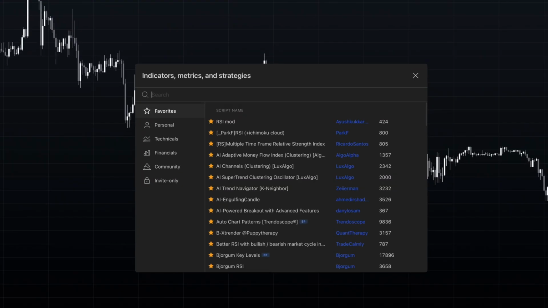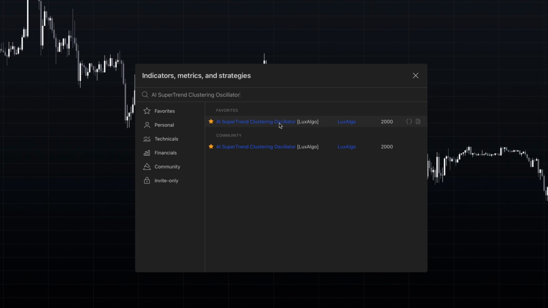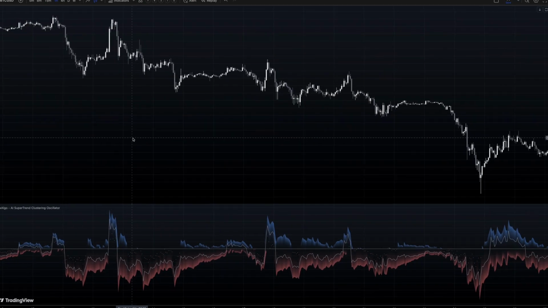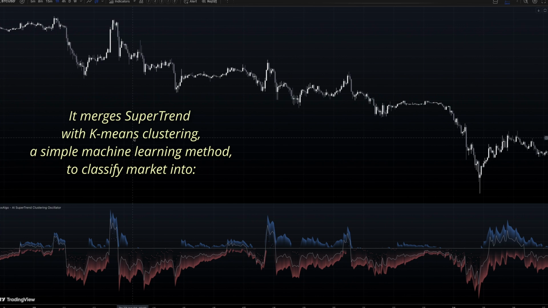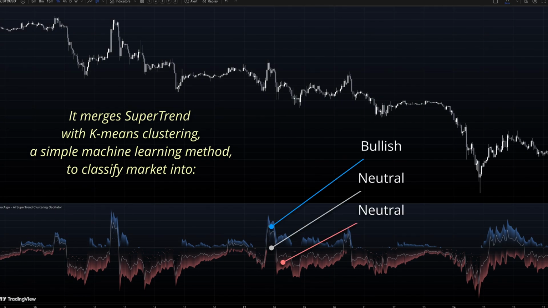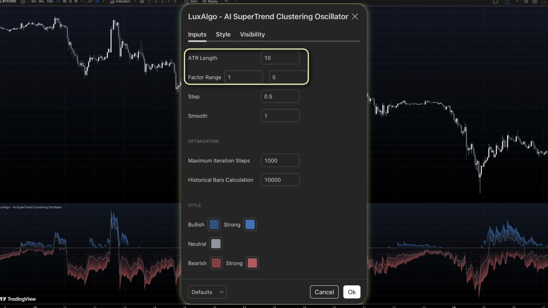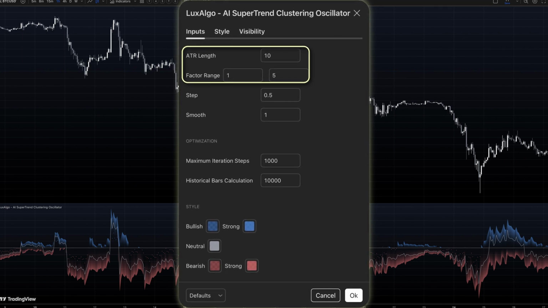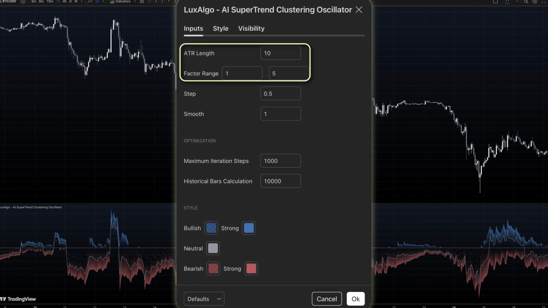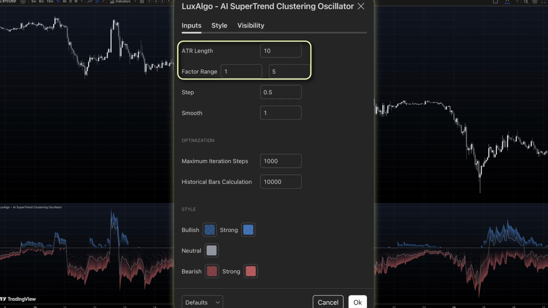Next up is AI Super Trend Clustering Oscillator. It combines the well-known super trend indicator with K-means clustering, a basic machine learning algorithm, to classify market conditions into bullish, neutral, and bearish categories. It calculates multiple supertrend lines using different ATR multipliers, defaulting from 1 to 5, and then applies K-means clustering to group these signals based on their relationship to price.